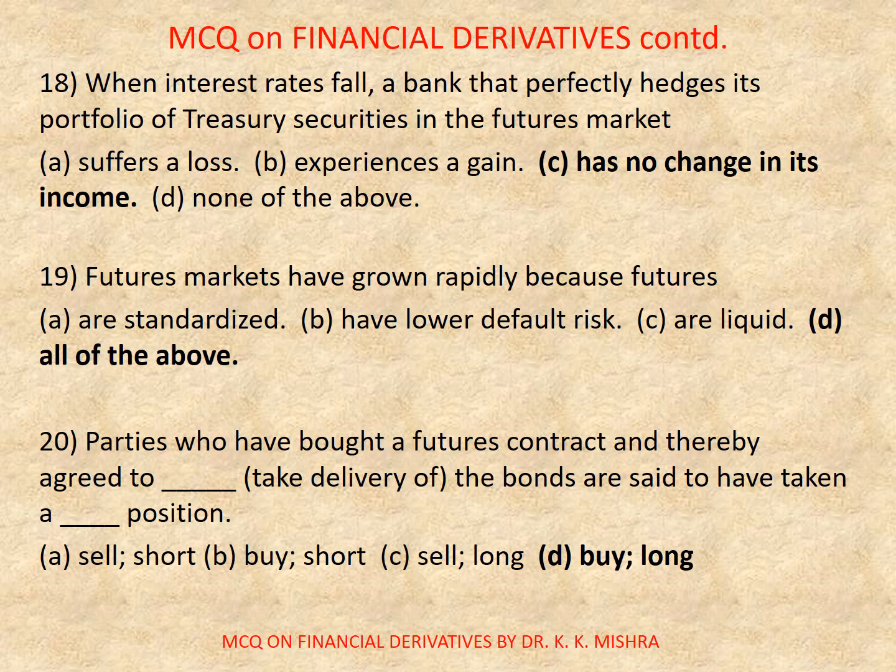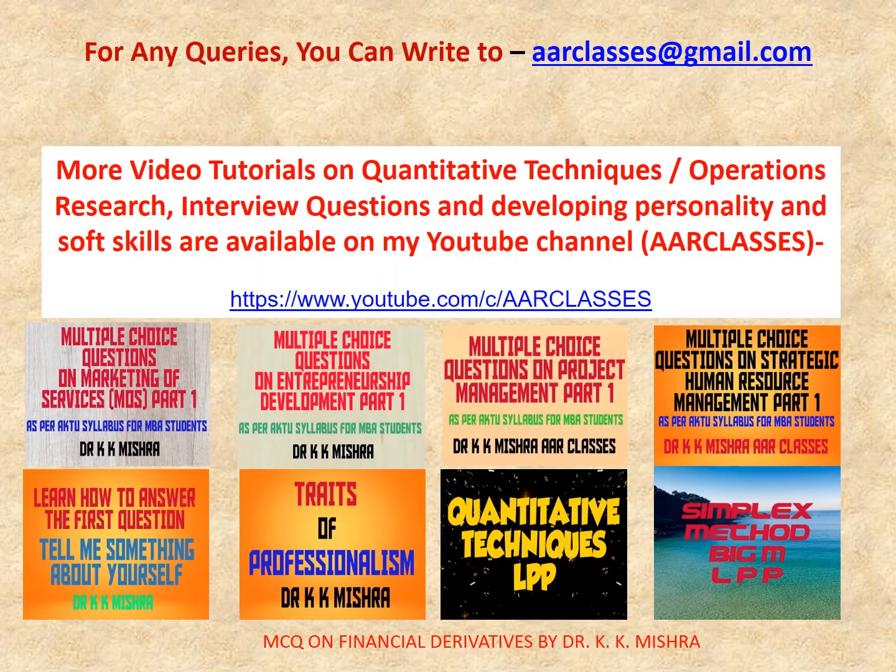Now, question number 20. Parties who have bought a futures contract and thereby agreed to take delivery of the bonds are said to have taken a dash position. Options are A. Sell short. B. Buy short. C. Sell long. D. Buy long. Correct option is D. Buy long. So this was all about this video tutorial.